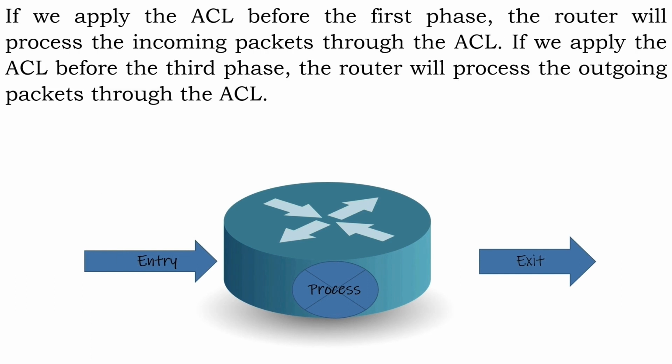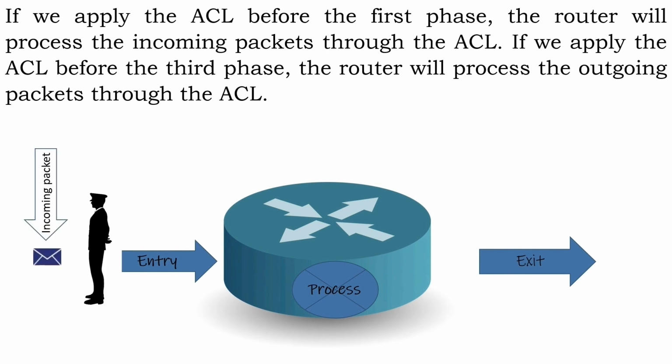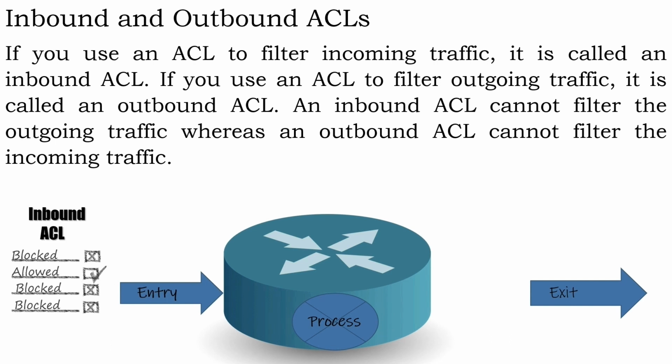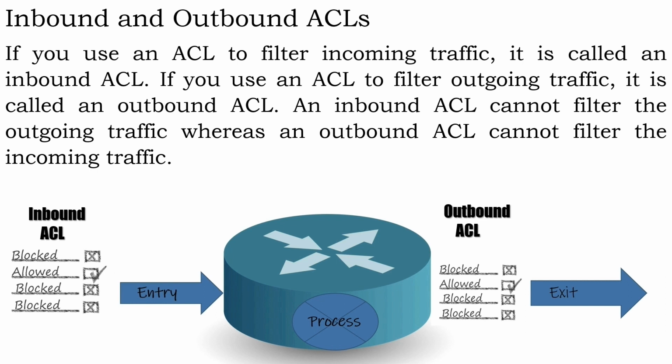If we apply the ACL before the first phase, the router will process the incoming packets through the ACL. If we apply the ACL before the third phase, the router will process the outgoing packets through the ACL. Inbound and outbound ACLs. If you use an ACL to filter incoming traffic, it is called an inbound ACL. If you use an ACL to filter outgoing traffic, it is called an outbound ACL. An inbound ACL cannot filter the outgoing traffic, whereas an outbound ACL cannot filter the incoming traffic.